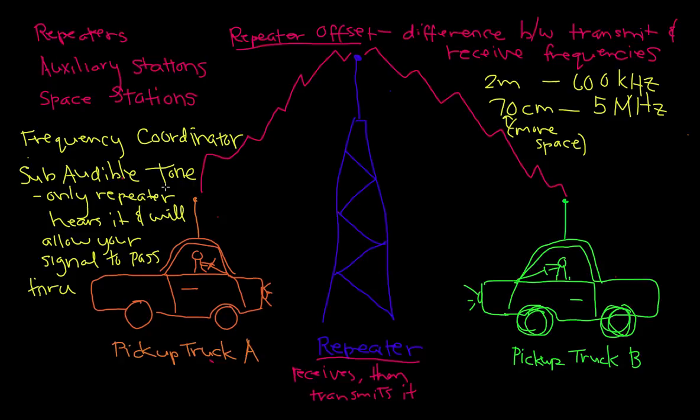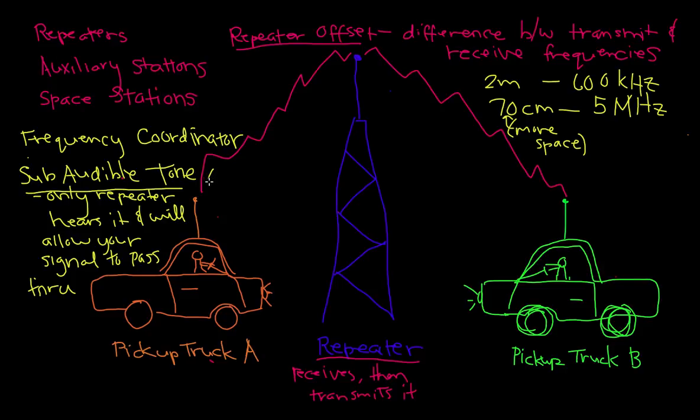And if you don't have that tone and you transmit to the repeater, it'll assume that you're just accidentally transmitting on that frequency. It'll block your signal. It won't repeat it. So the bottom line is when you're transmitting to the repeater, you have to have this special tone that the repeater is looking for. It's almost like a key to unlock the repeater and let your signal go through.